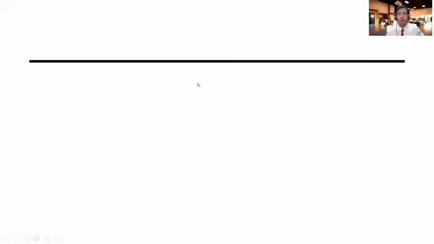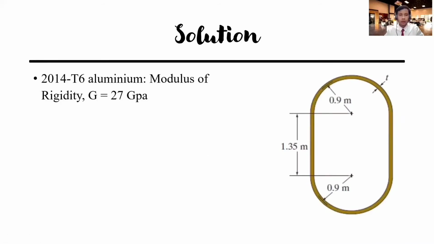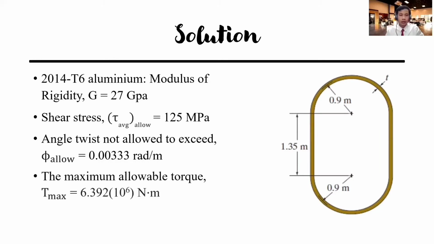For the solution of our example, okay, this is the fuselage. As we know, the modulus of rigidity of 2014 T6 aluminium is 27 gigapascal. Then the shear stress is 125 megapascal. Then the angle of twist is not allowed to exceed 0.0033 rad per meter. After doing the calculation, we get the answer. The maximum allowable torque is 6.392 × 10^6 Newton meter.